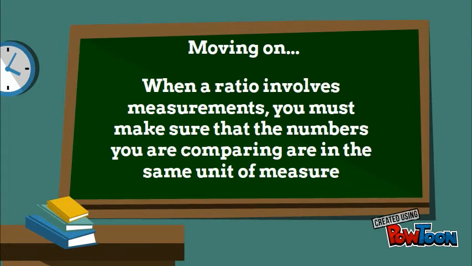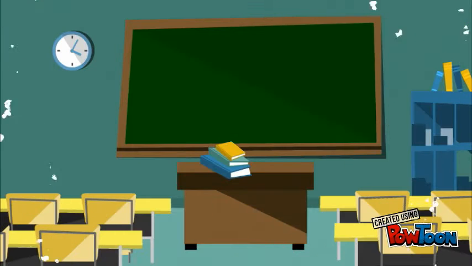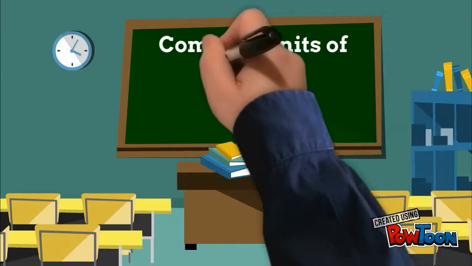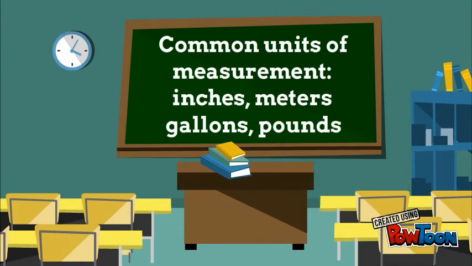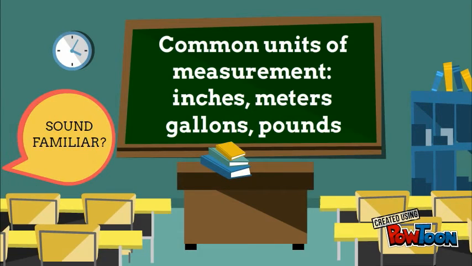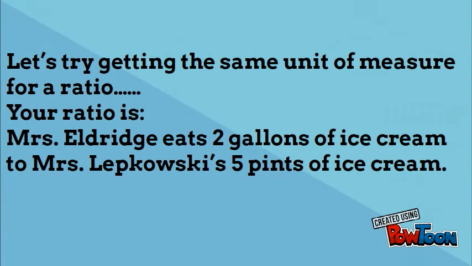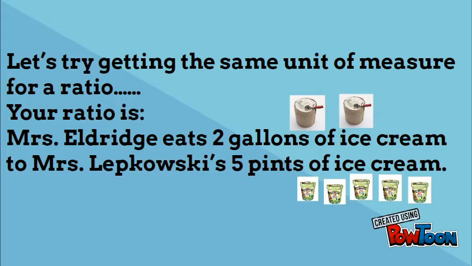Moving on. When a ratio involves measurements, you must make sure that the numbers you are comparing are in the same unit of measure. Common units of measurement include inches, meters, gallons, and pounds. Sound familiar? Let's try getting the same unit of measure for a ratio.